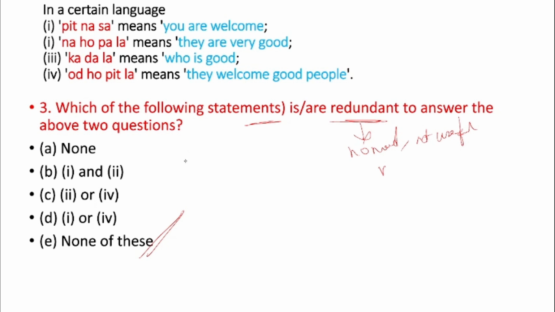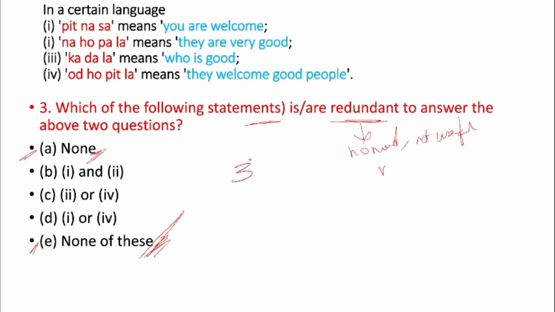When none and none of these are both given, we need to be careful while choosing the option. None means no such statement is present. None of these means there is a statement which is redundant, but that statement is not given in these options. So we should be careful while answering a question which has both none and none of these in the options.